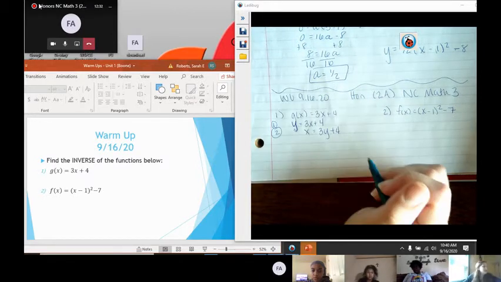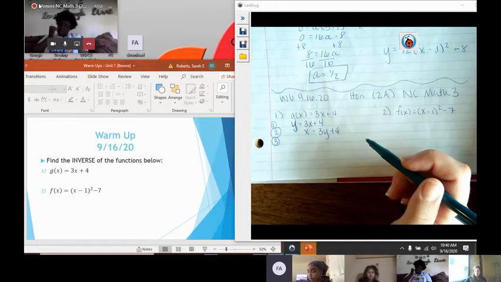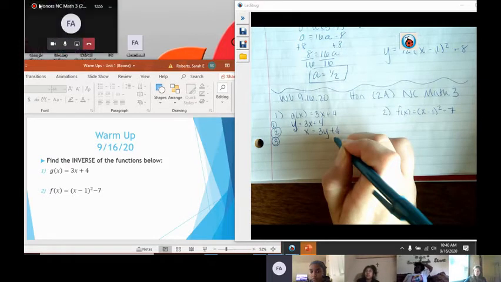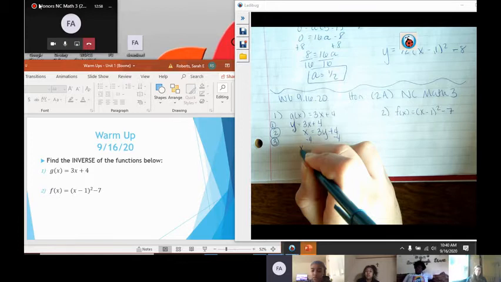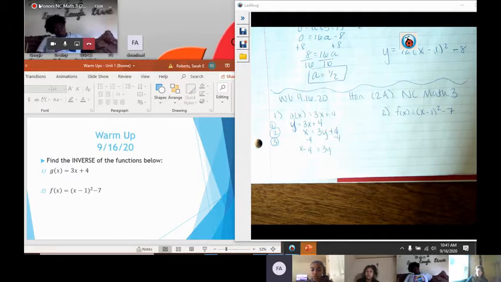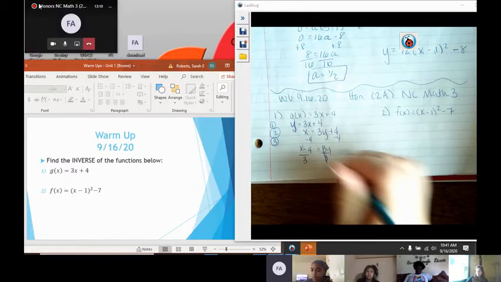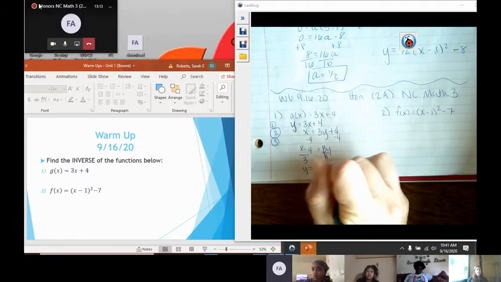Tanaya, can you do step 3 for me? Then you subtract 4. Yeah. And then you divide by 3. We were solving for y. So we get y equals x minus 4 over 3.